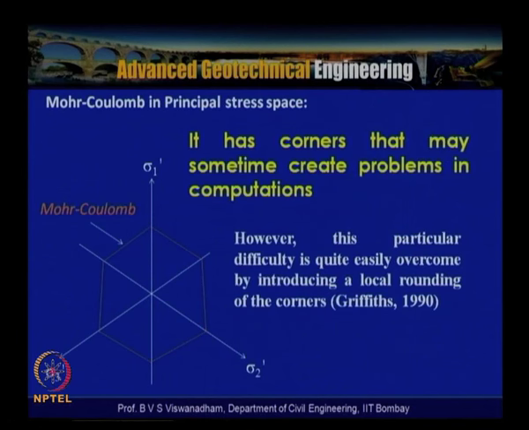As can be seen, this hexagonal pyramidal surface has corners that may sometimes create problems in computations. However, this particular difficulty is quite easily overcome by introducing a local rounding of the corners according to Griffiths 1990. So the Mohr Coulomb in principal stress space, which is a hexagonal pyramid surface, has corners that may sometimes create problems in computation.